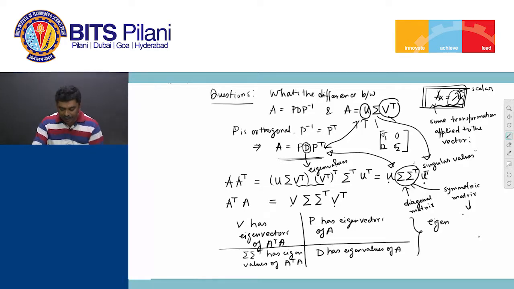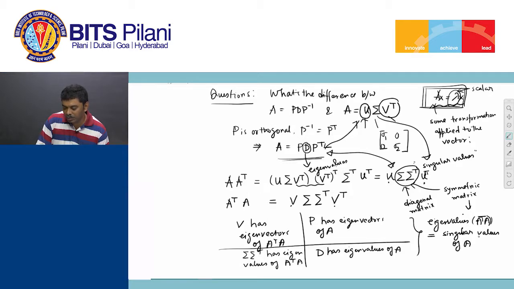So I figured out a way, right? Instead of computing eigenvalues of A, I compute the eigenvalues of A transpose A. And what will that do? That will give me the singular values of A. This is what I was after, right? Remember, this is where the problem started.